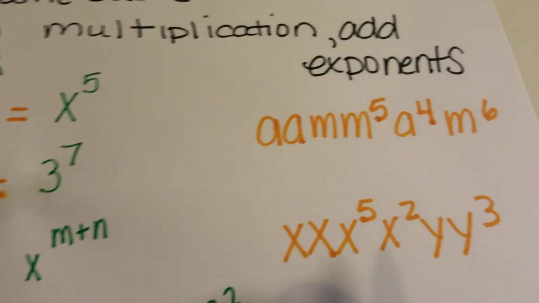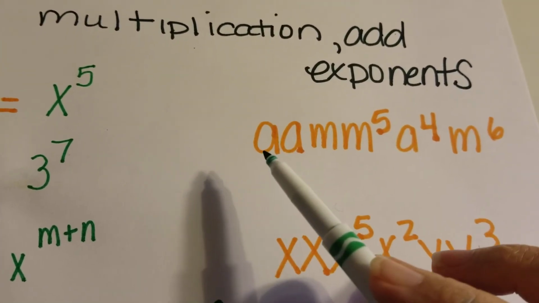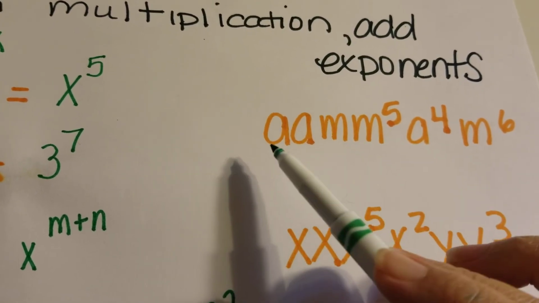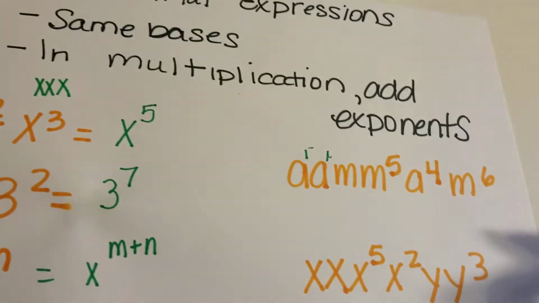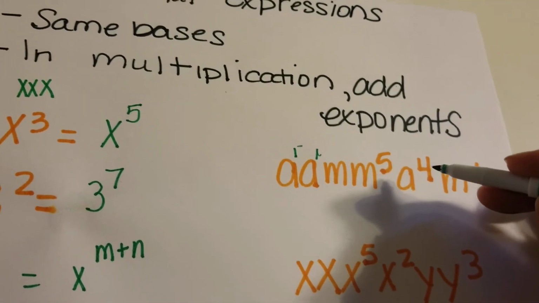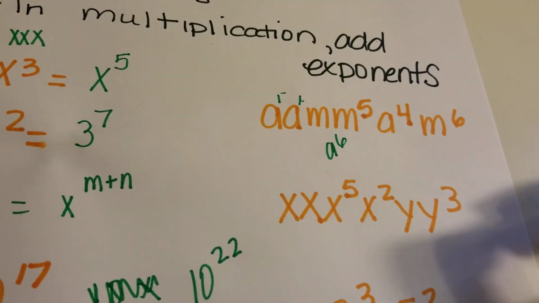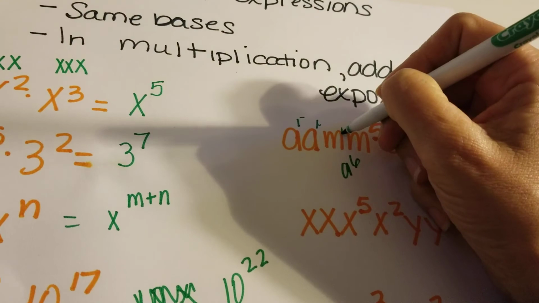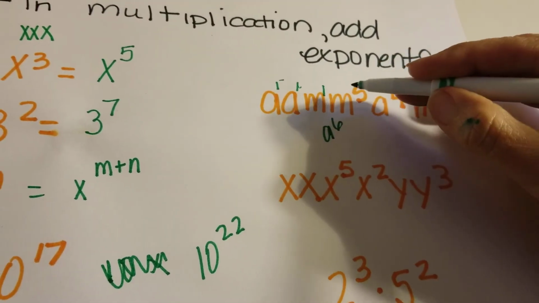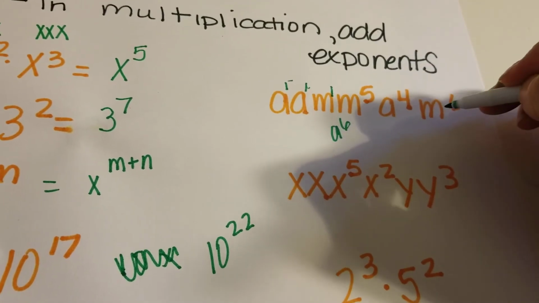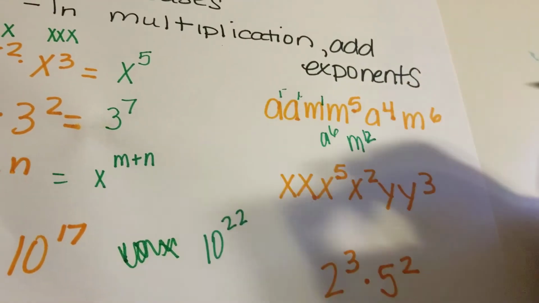Alrighty. Now here's one that takes a few more steps maybe. So let's remember we only combine the same bases. So let's look at our a's. We have a to the first, a to the first, and a to the 4th. Adding them together, I'm going to get a to the 6th. Then I have m to the 1st, m to the 5th, m to the 6th. So m to the 1st times m to the 5th is m to the 6th, times m to the 6th is going to give me m to the 12th, right?